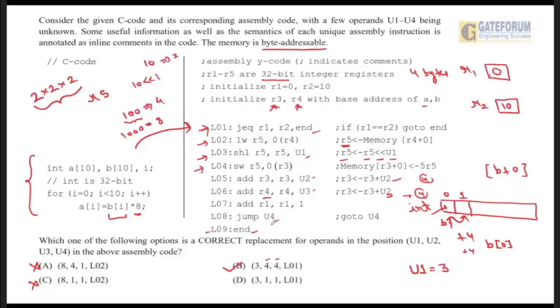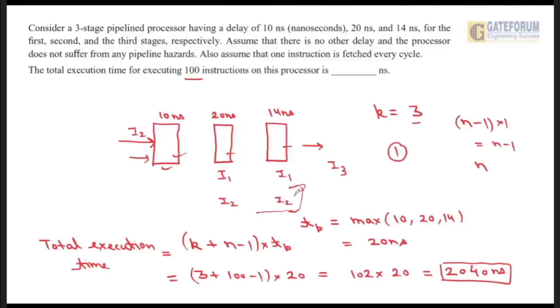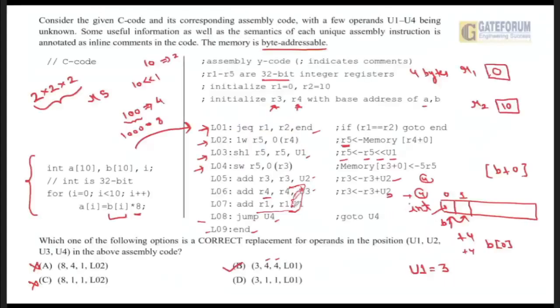Now if you see line number 8, after performing the first loop, again it will check the condition whether the R1 value is equal to R2 or not. Here you can see the R1 value has been incremented by 1, right? So now the R1 value is 1. And again it will check whether the condition is true or not, right? So U4 means jump to L01. Okay, so that's why option B will be correct.